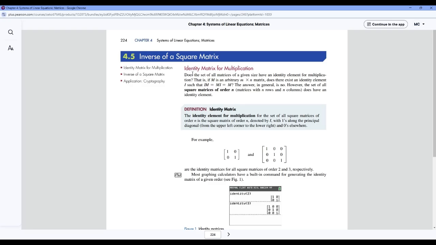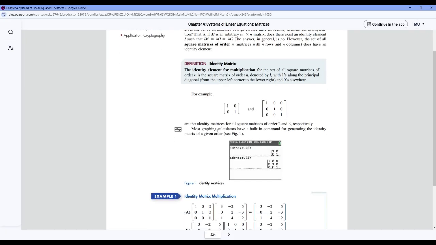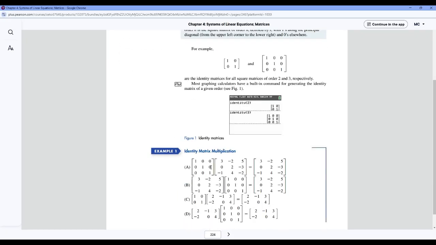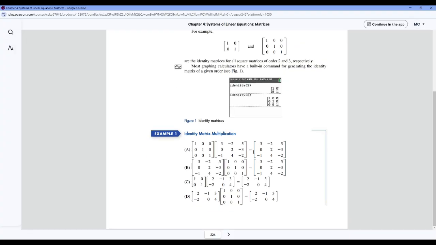So, an identity matrix for multiplication. If you want to think about matrices, just think of it as multiplication. What is the identity for multiplication? Well, it's going to be 1, which means that all your variables here would be 1. So this is an example of an identity matrix, because when you multiply the identity matrix times any matrix, it always gives you the same matrix.